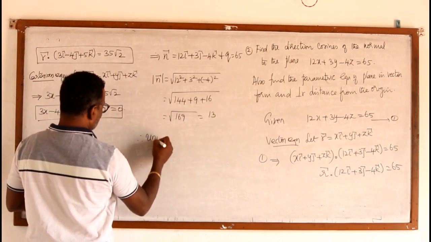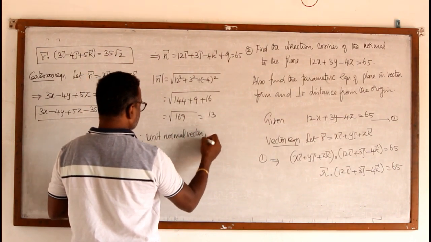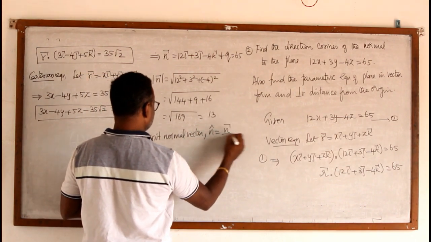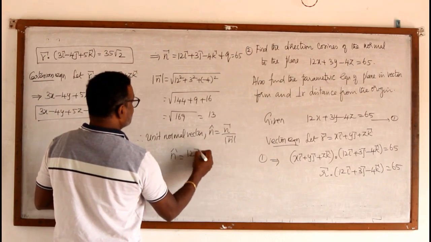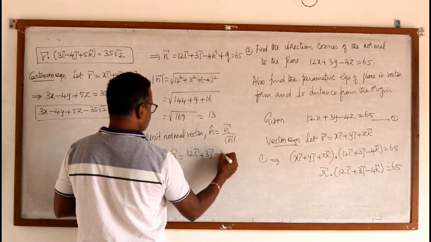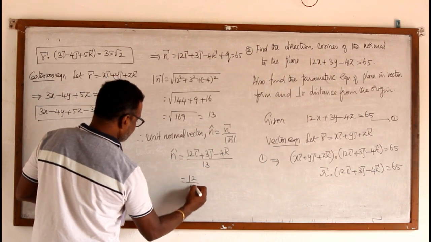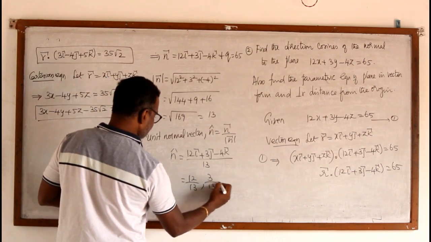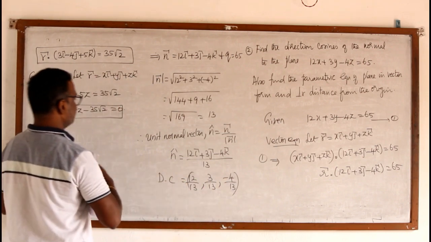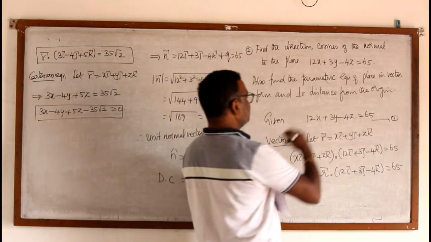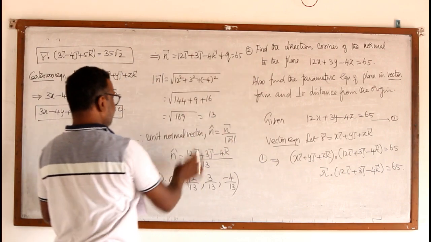Therefore, the unit normal vector n cap is n vector by modulus of n vector. That is n cap equal to (12i + 3j - 4k) by 13. If I divide separately, 12 by 13, 3 by 13, minus 4 by 13. These are our direction cosines. So I found the vector equation, and I found the direction cosines.